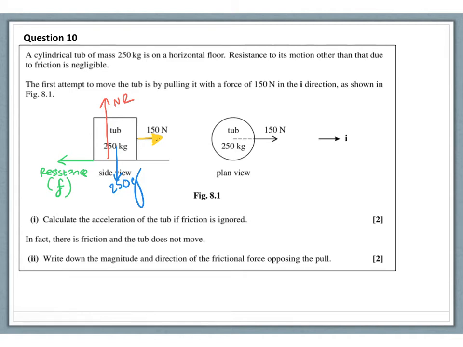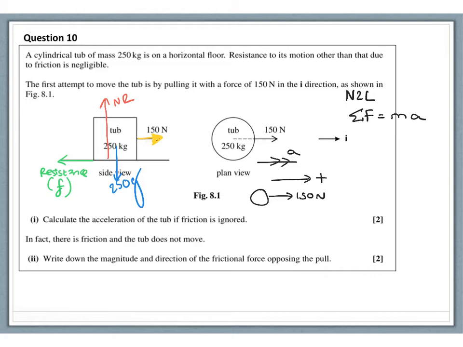Now, part 1, calculate the acceleration of the tub if friction is ignored. So that means that we're excluding that green force of friction, and actually the only horizontal force acting is this 150 Newton force. Let's take going to the right as positive. This will be the direction of our acceleration, and let us make use of Newton's second law of motion.